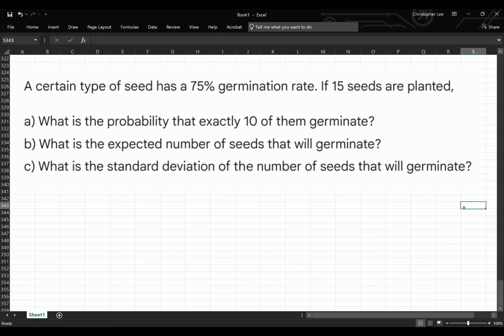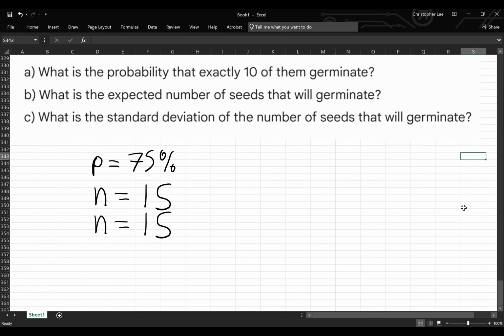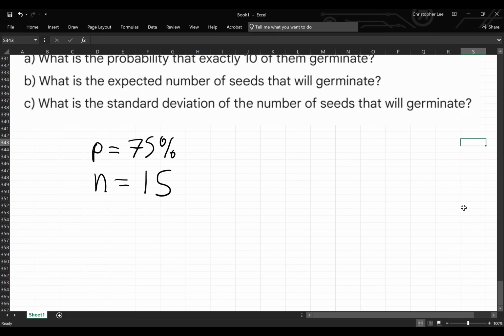So P, which is given to us, that's 75%. And we have N, which is equal to 15, right? So this is how you know it's a binomial distribution, right? Chapter 6. All right. So we want to know what's the probability of 10.